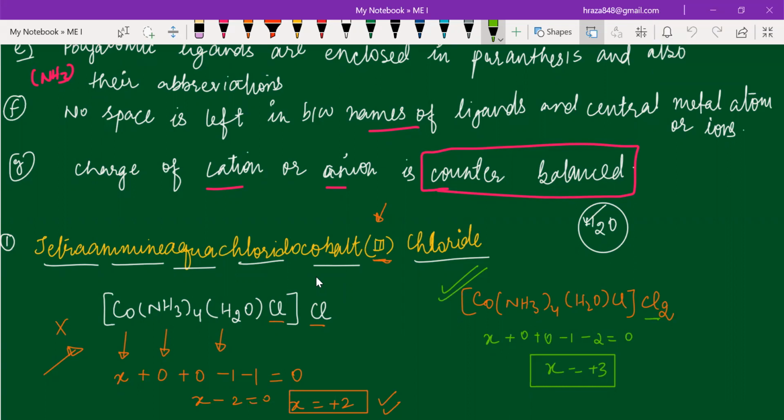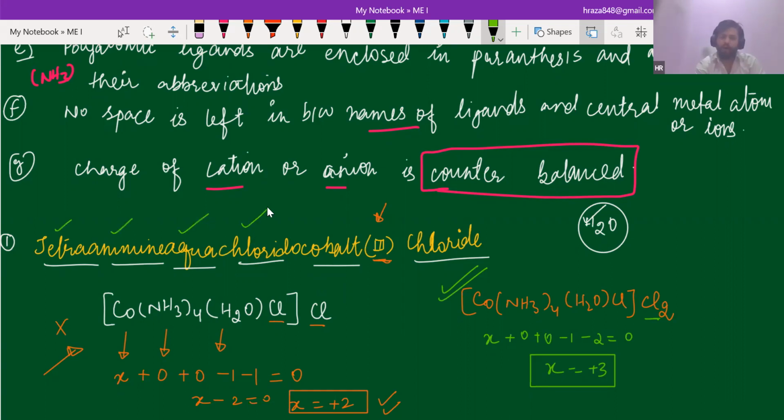Sir, could you read the name again? It's tetraamine aqua chlorido cobalt 3 chloride. Yes, sir. Tetraamine aqua chlorido cobalt 3 chloride. Should I repeat it again? No, sir.